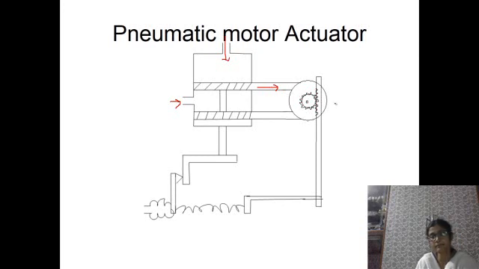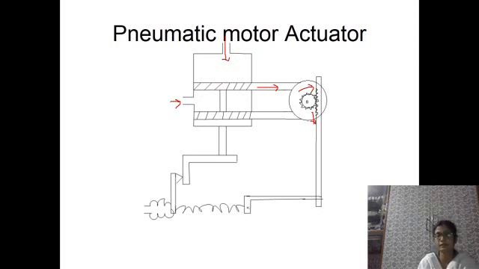So when the pneumatic motor rotates due to this air pressure, what will happen? The pinion will move in the clockwise direction, and as a result, the rack will move downward, isn't it? Just think about this: when the air pressure is coming from this side, then the pinion will move in the clockwise direction. As a result, the rack will move downward, so the stem will move in the downward direction.